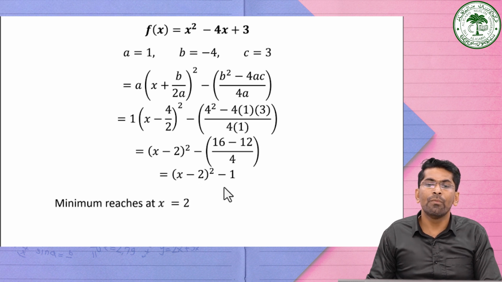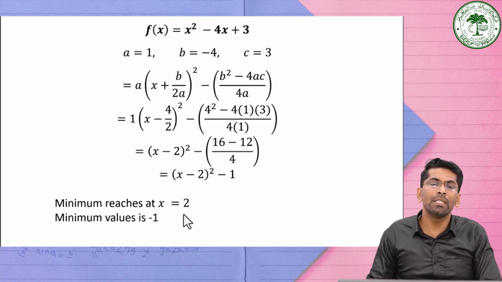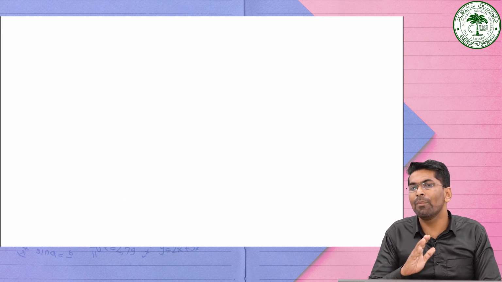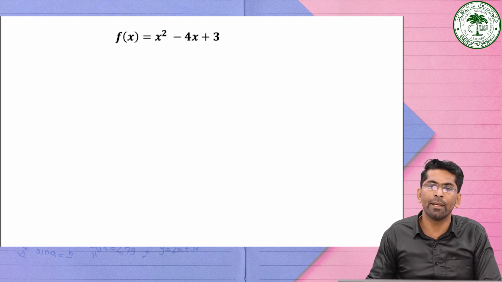So here the vertex of the parabola, that is the minimum, is reached at x is equal to 2. The function reaches the minimum value when x is equal to 2, and the minimum value is minus 1. So in this way we can find it out. Or you can use another method, that is the method of completing squares, which we already discussed earlier.